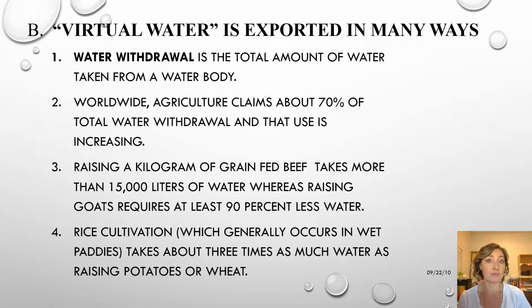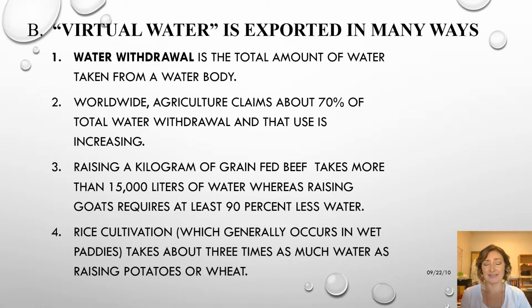Raising just a kilogram of grain-fed beef can take more than 15,000 liters of water, whereas if we were to raise a goat instead, that's going to require about 90% less water. This is just due to the varied diet that the goat eats, and also goats are able to more efficiently metabolize their food, so they take less water for that.